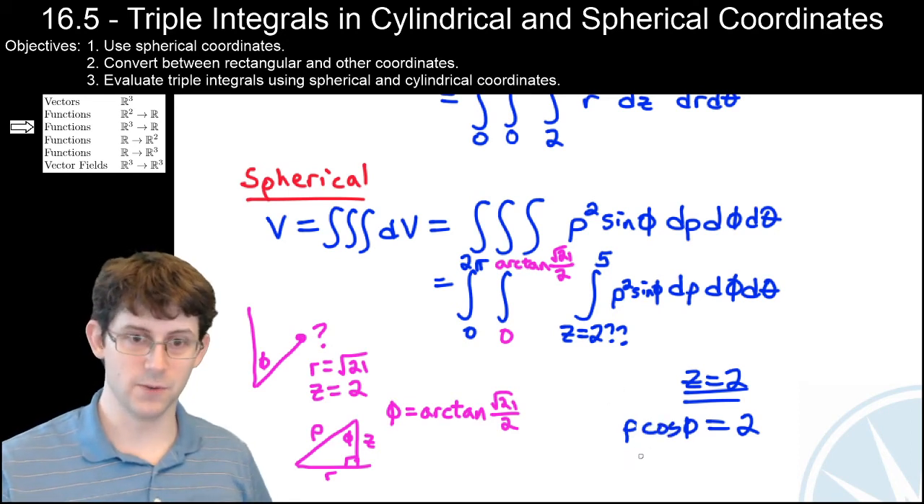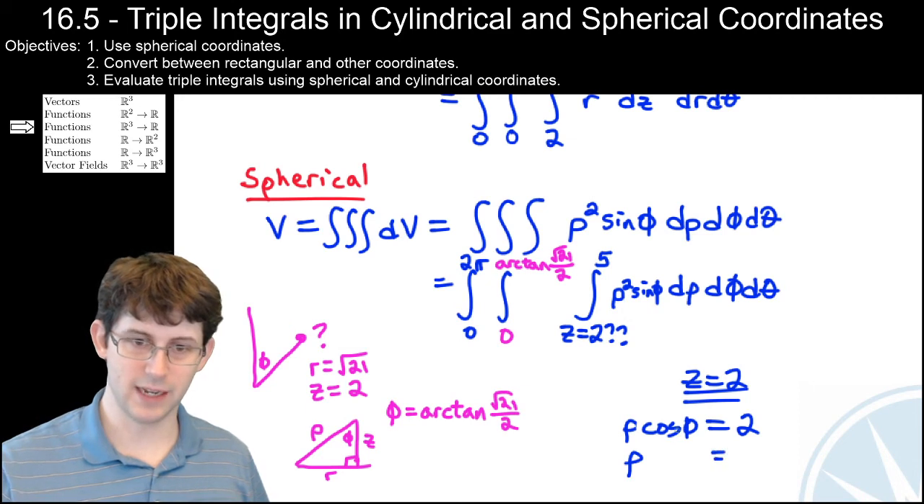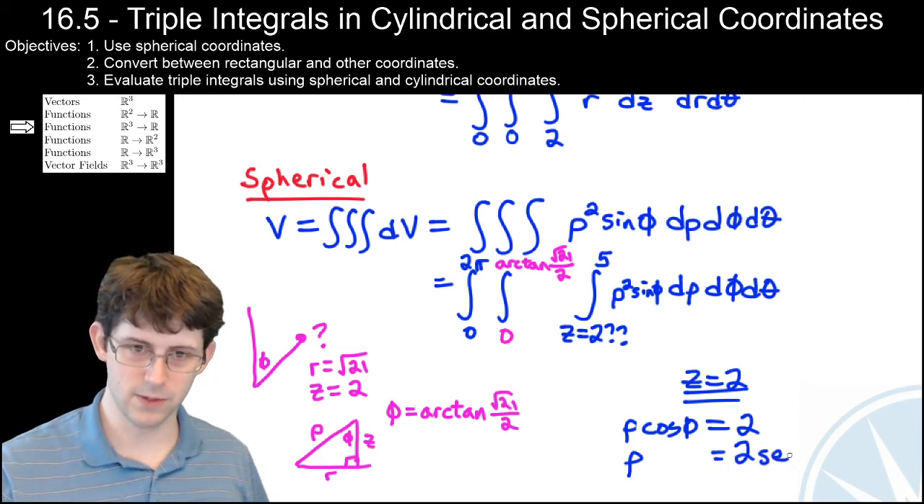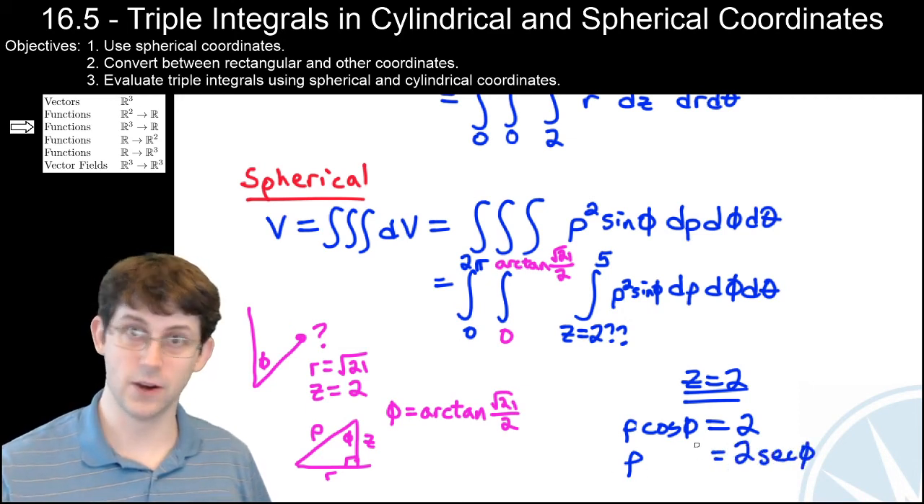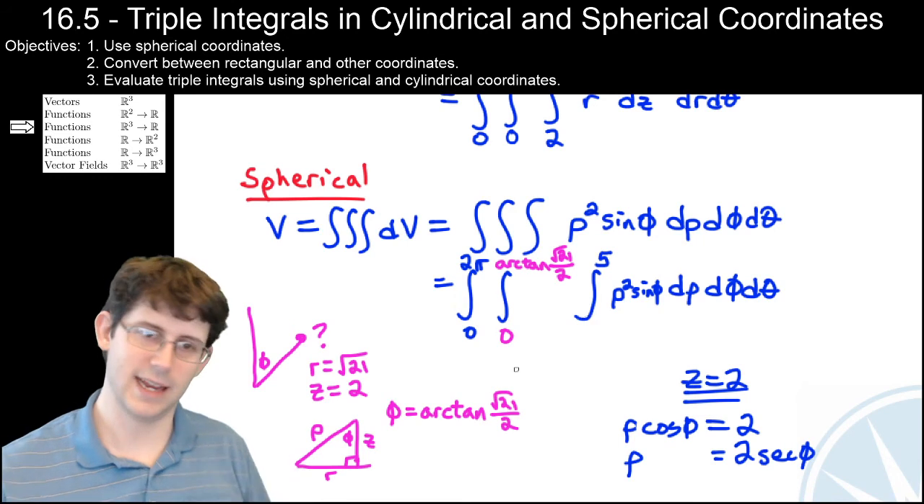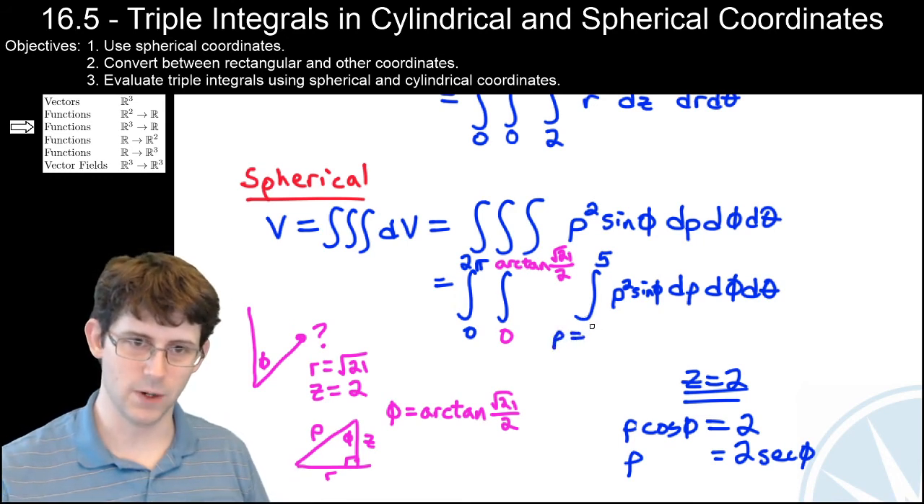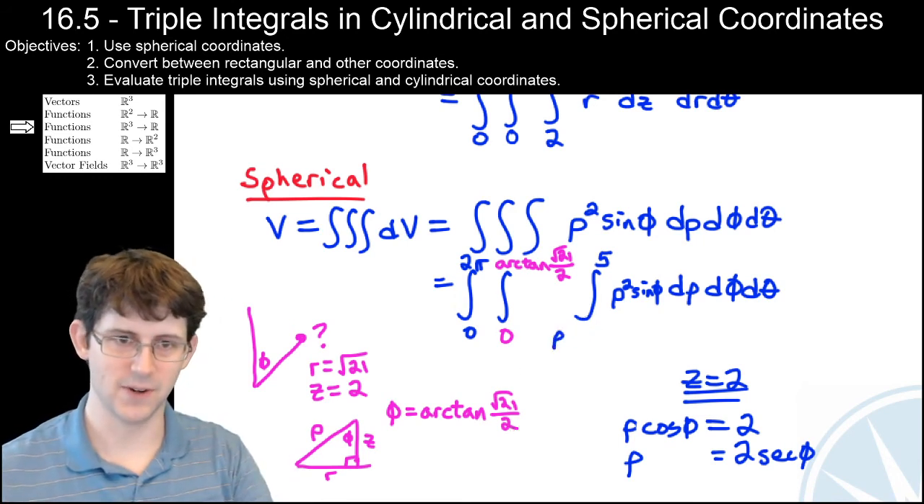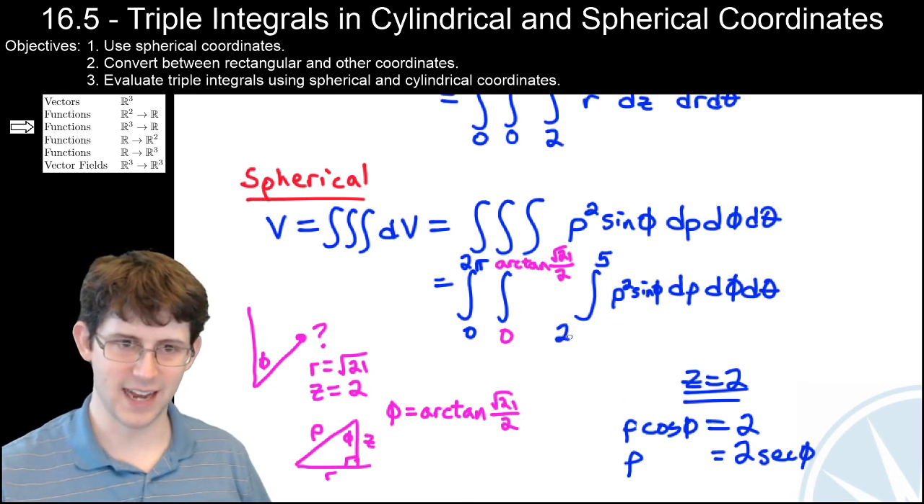Well, we're trying to solve for rho, so I guess you divide both sides by cosine phi, and you get rho is 2 secant phi. So this is the lowest bound for rho. So z equals 2. It turns out you can write it in spherical coordinates. I hadn't seen this before, but whatever. It's rho equals 2 secant phi.